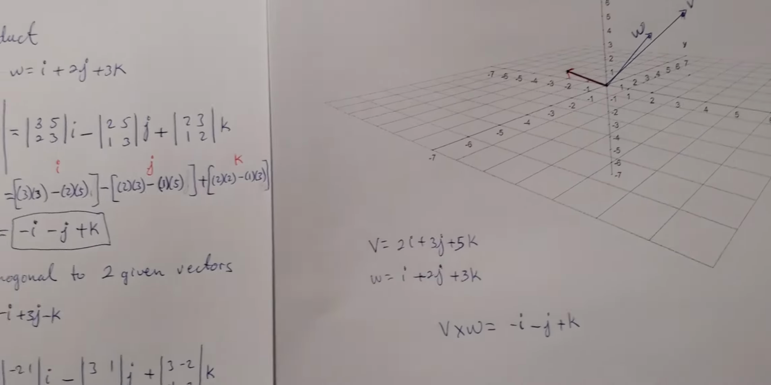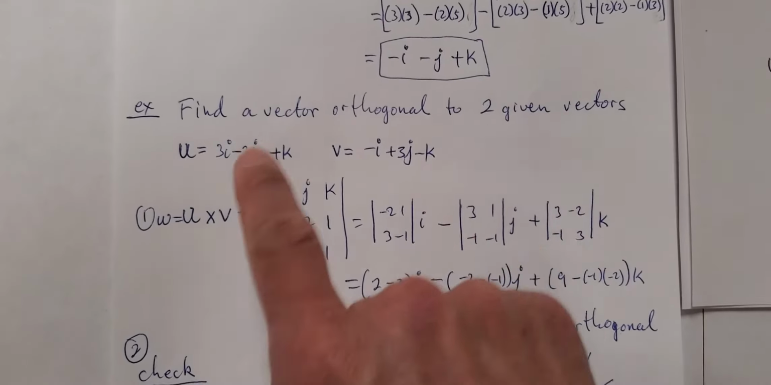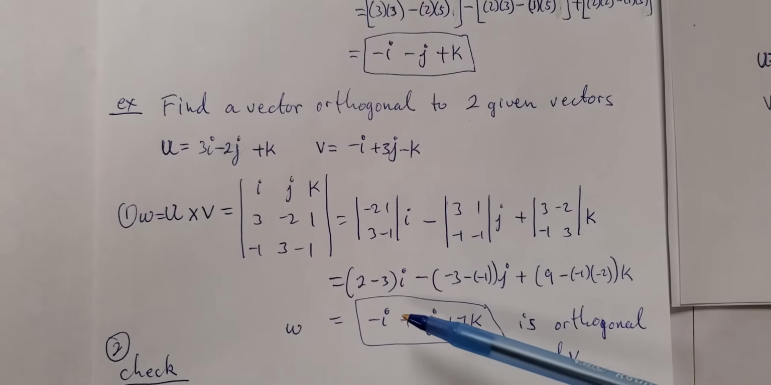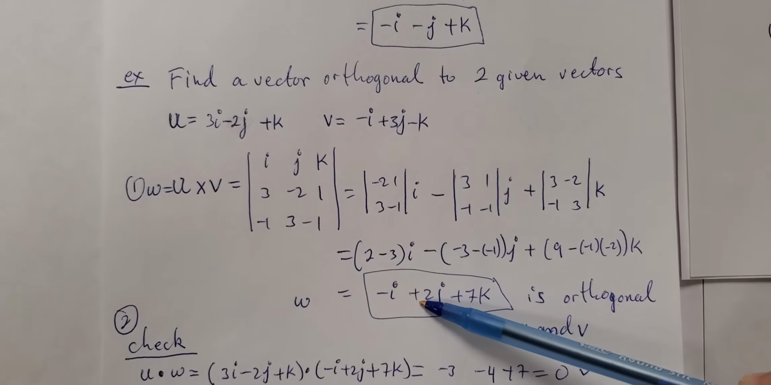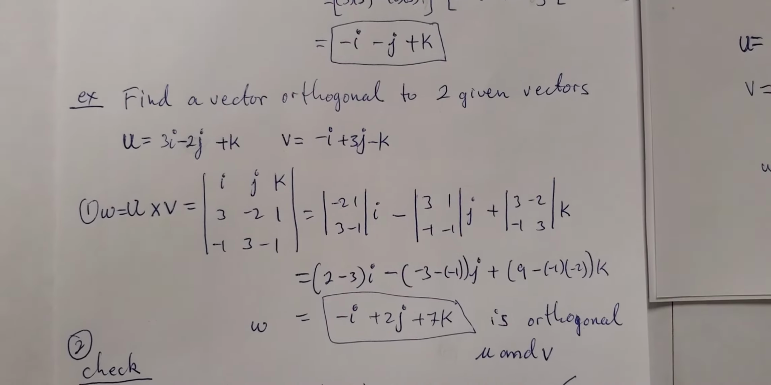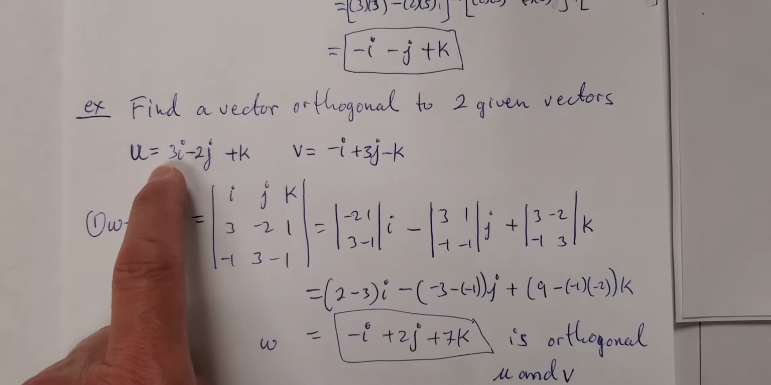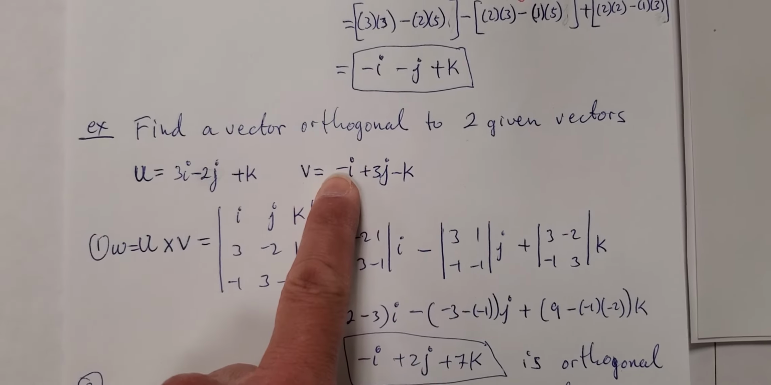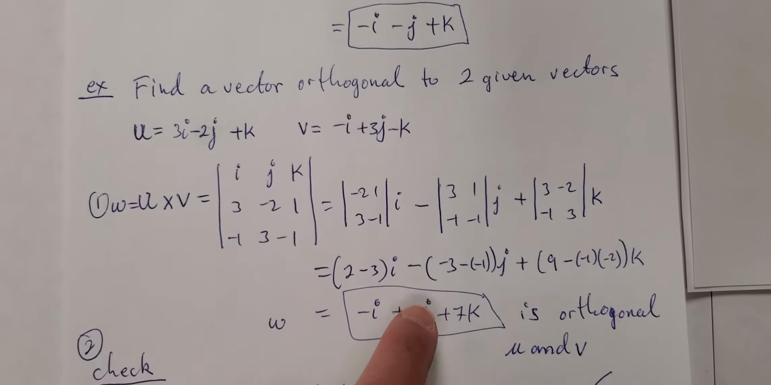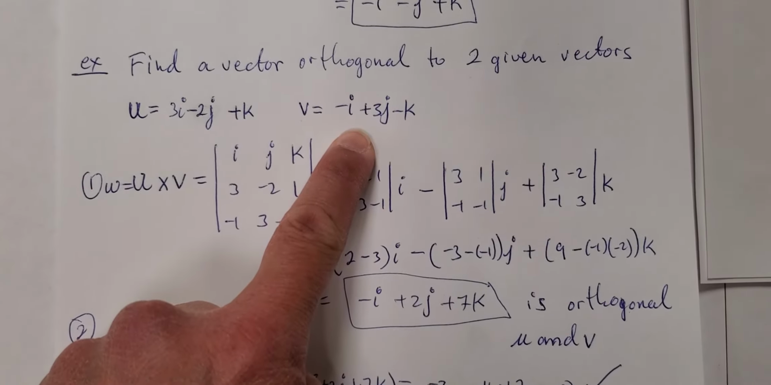Now the next example, you will repeat that same procedure. Same procedure again, but we want to find out if the vector that we created from the cross product is perpendicular. When we take the cross product of two vectors, creating another vector, will this vector be perpendicular to U and V?